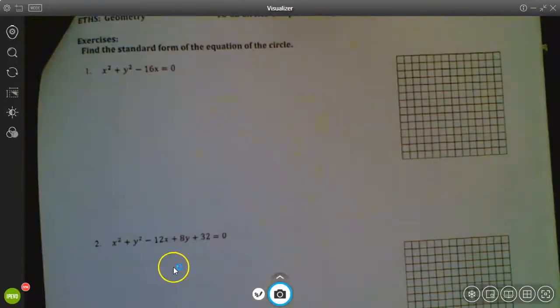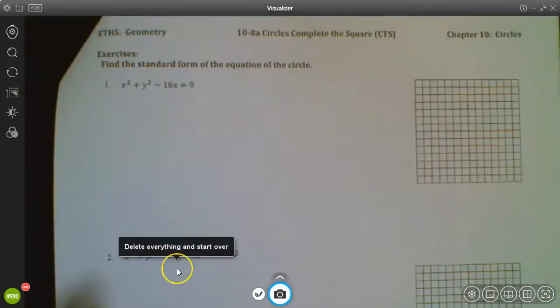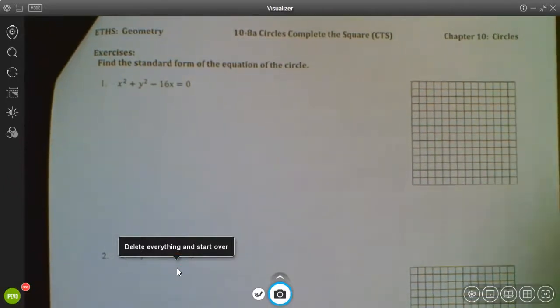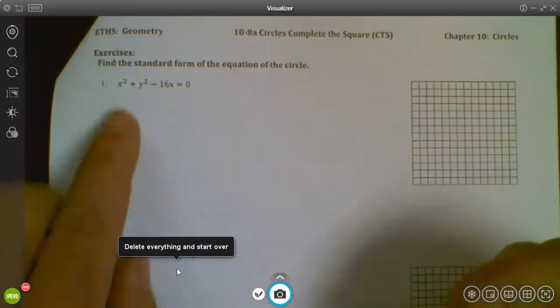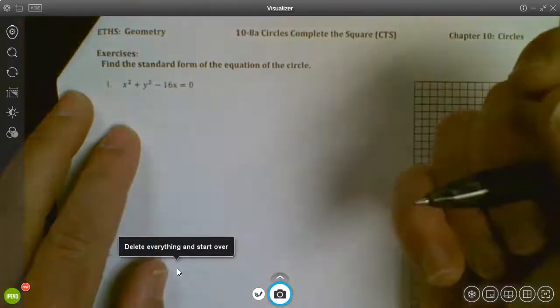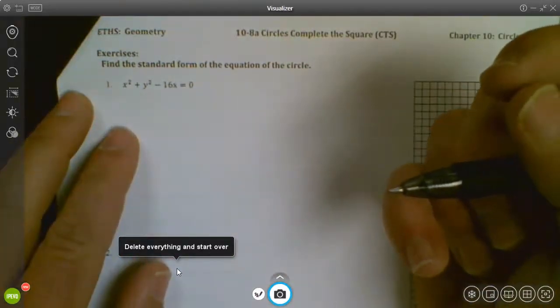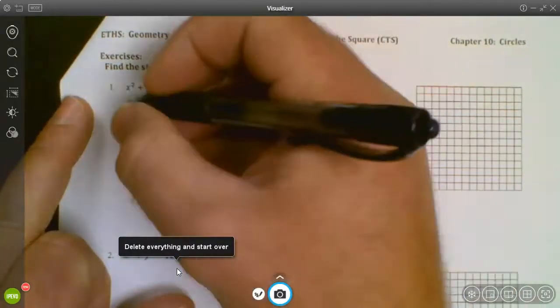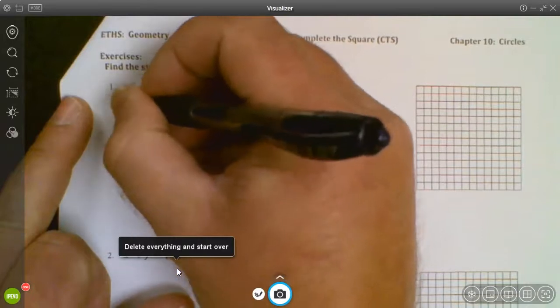I'm going to do one more with you, and then I'm going to leave the last 2 for you to do on your own. So I'm going to do number 1, and then I'm going to give you a hint on number 3 to help you get started, because that one's just a slight difference at the beginning of it. But anyway, let's look at number 1 together. So again, the first thing I want to do is put things in a proper order, right? I want to get my x's all together first. So I've got the x squared minus 16x.